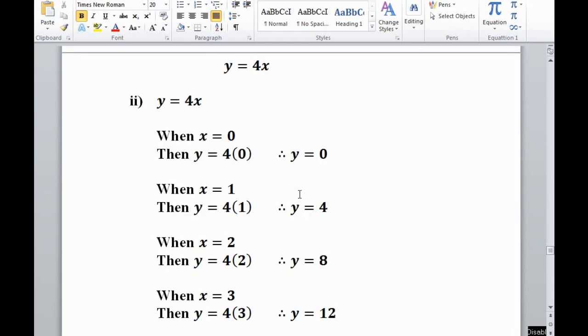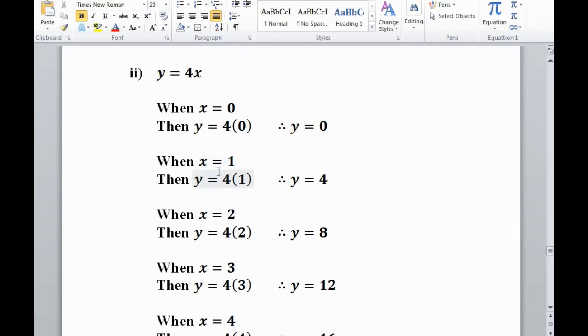To calculate the second ordered pair, I'm going to take x equals 1, which is the input. With the help of this input we can find the value of y, which is the output. For the equation y equals 4x, what is 4? The value of k, which we have calculated. This time x is 1, so 4 multiplied by 1 equals 4. So the second ordered pair is (1, 4).